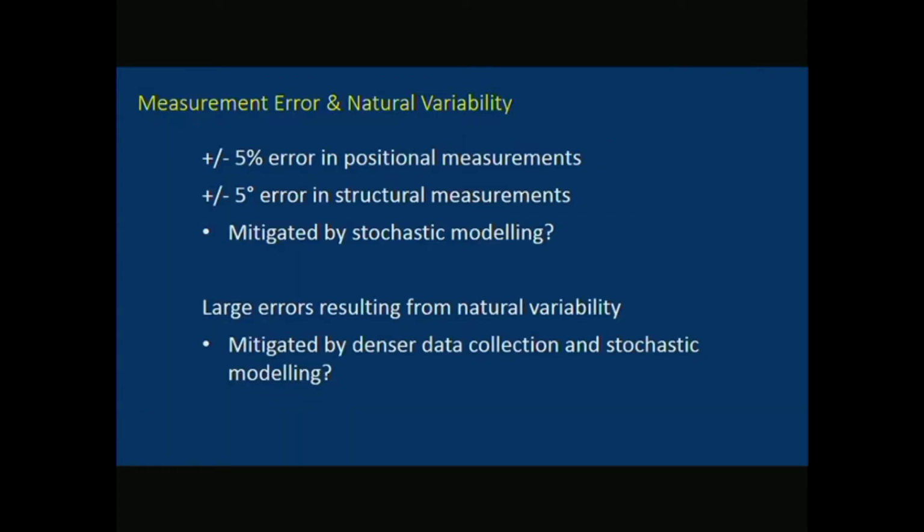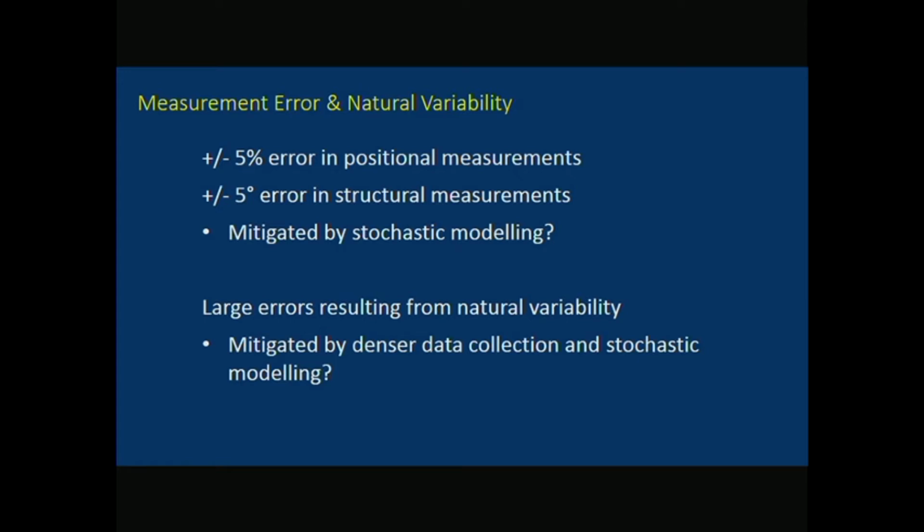So we've got measurement areas, natural variability, so positional measurements of 5%, structural measurements plus or minus 5 degrees. And we could probably mitigate this, and in fact that's some of the work we've been doing, by stochastic modeling of the measurements that we make and saying, okay, this observation isn't a perfect observation, we're going to replace it by a probability density function of observations with some sort of error.